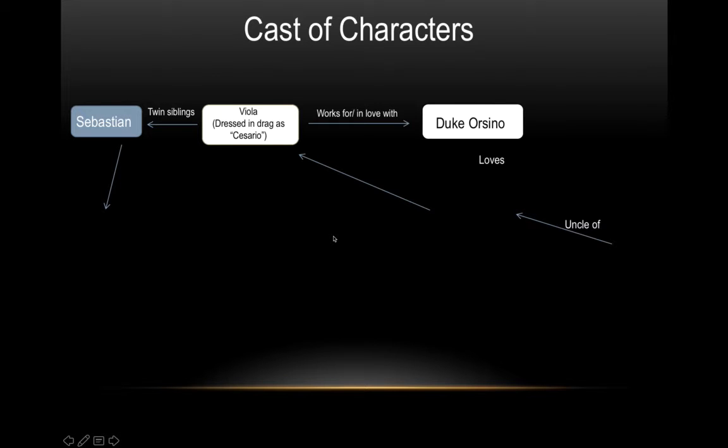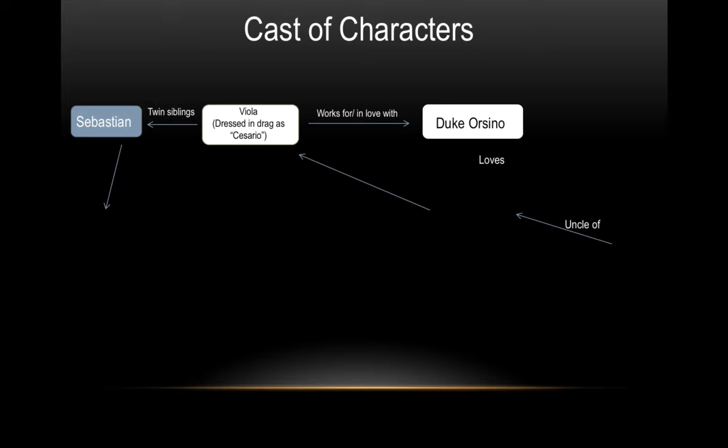So she gains employment with a man named Duke Orsino. Duke Orsino is a pretty noble, higher-up kind of guy in Illyria. And so Viola, dressed up as this boy named Cesario, gets a job as Duke Orsino's servant, his footman, kind of. And pretty quickly, we realize that in addition to being his servant, Viola is also falling in love with Duke Orsino.